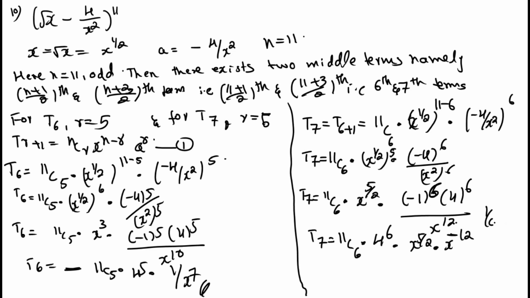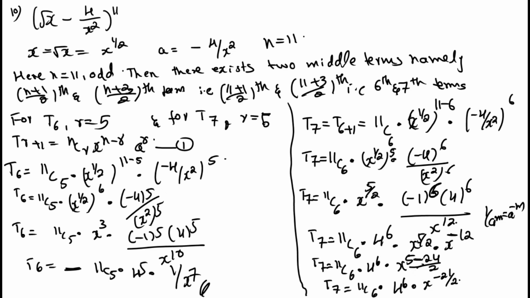Okay, 1 by a to the power m equal to a to the power minus m. 1 by x to the power 12 equal to x to the power minus 12. So T7 equal to 11C6 into 4 to the power 6 into, simplify this one, you will get x to the power 5 minus 24 divided by 2. Okay, so final answer is T7 equal to 11C6 into 4 to the power 6 into x to the power minus 21 by 2. This is the answer for the given question.